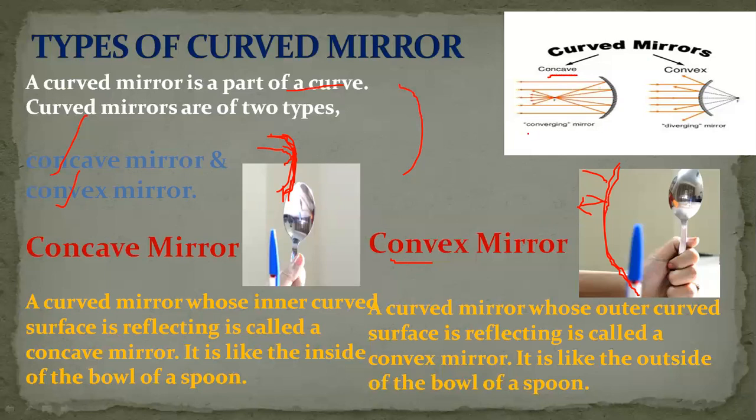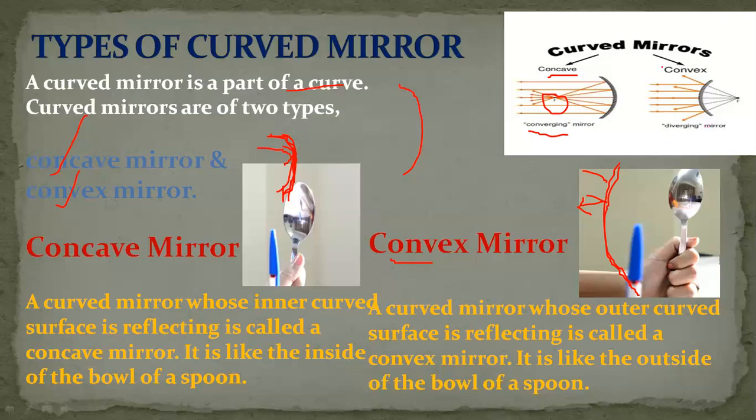A concave mirror is said to be a converging mirror. The name tells you that when light rays reflect here, they converge. Converge means they combine at a point. That point is called the focus. So here the image is formed. That is the concave mirror.